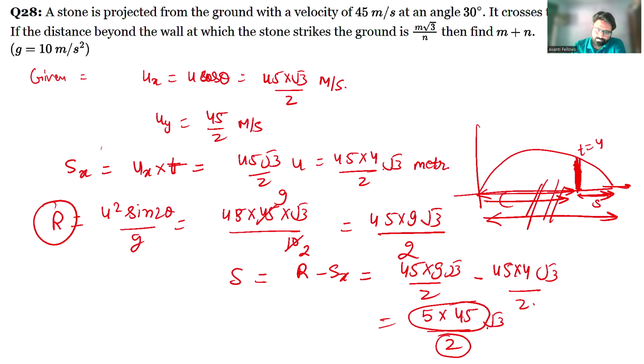So for m, it is coming out to be 5 fives are 25, 5 fours are 20, 225 divided by 2. You just add it and get the value. The concept is that first of all calculate the distance traveled by 4 seconds. Okay? Because at 4 seconds it is crossing the wall. And then calculate the distance it has traveled after that.